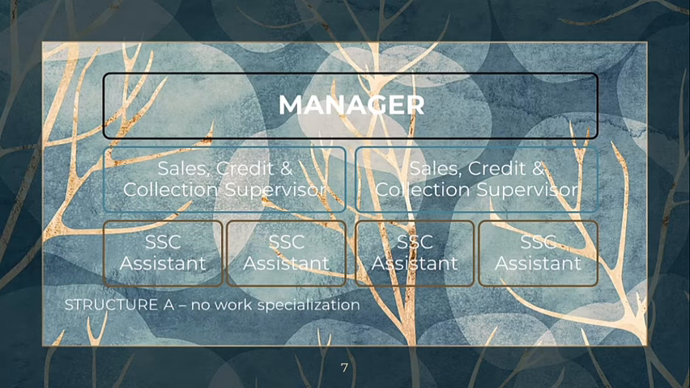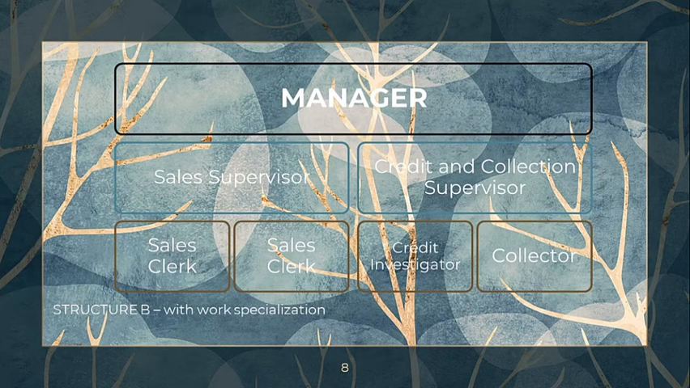So this is an example of a structure with no work specialization. As you can see, the top management is the manager, then under the manager are the sales, credit, and collection supervisors. It shows here that both departments have similar positions. Next one is this. In this chart, it shows the structure for having a work specialization. And as you can see, it is categorized or divided into boxes, which are filled with different positions depending on their work expertise or specialization.